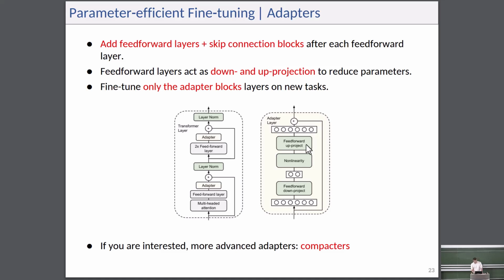That still stays. So as I said, we add feed-forward layers and skip connections after each feed-forward layer of the transformer. We have down and up projection to reduce parameters, so the transformation is done at a lower dimension, which means, well, fewer weights. And then once the pre-training is done, we only touch the adapter blocks when we need to learn a new task. And here I've added, for those of you who are really interested, an even more advanced version, called compacters. The trick there is they manage to have even fewer weights.